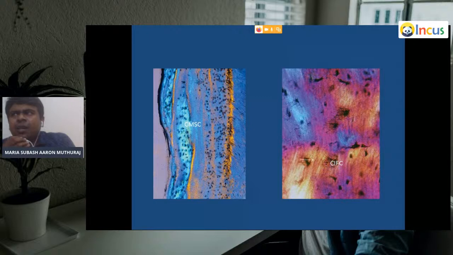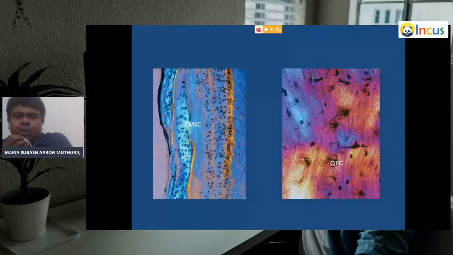Acellular afibrillar cementum is formed only by cementoblasts, and acellular extrinsic fiber cementum is formed by cementoblasts only. Acellular intrinsic fiber cementum is formed by cementoblasts as well as intrinsic fibroblasts also. Okay.